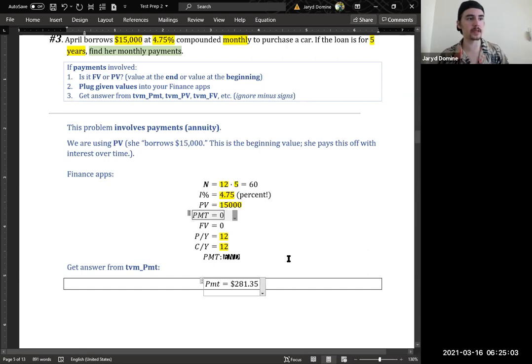You'll get the payment to be about $281.35, and round that to the cents place. Okay, so same procedure: plug in a bunch of values, determine if it is PV or FV, and then get what it's asking for. Okay, any questions on this one?